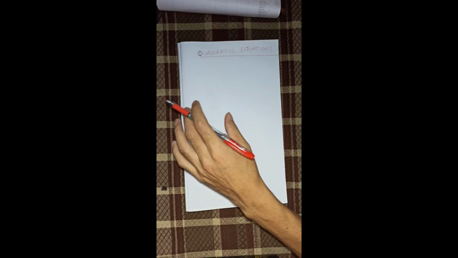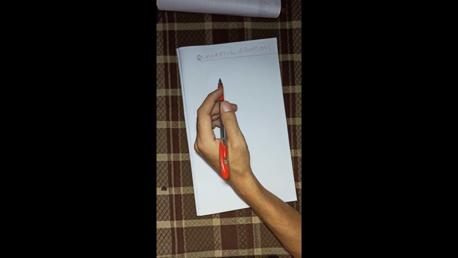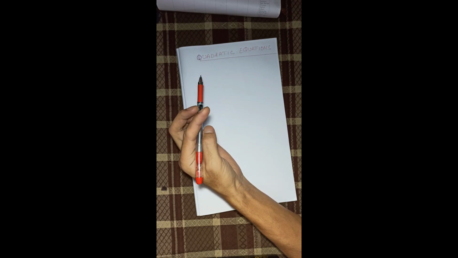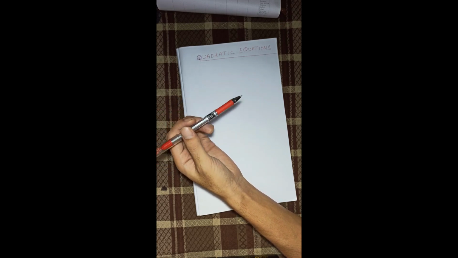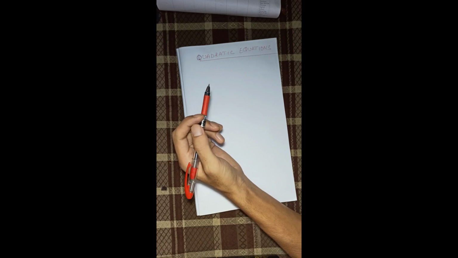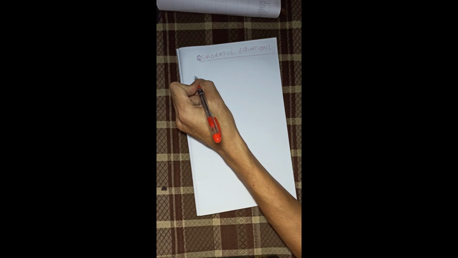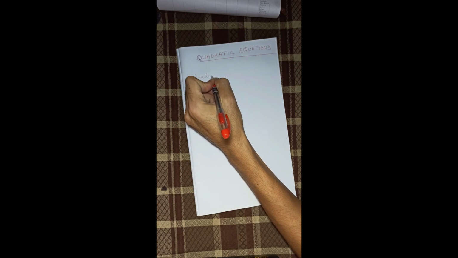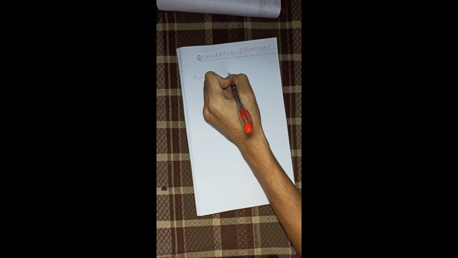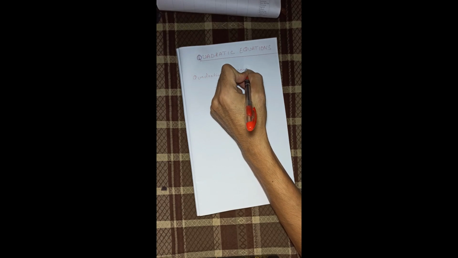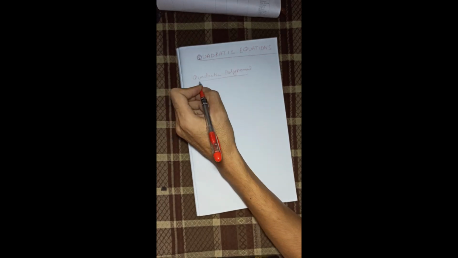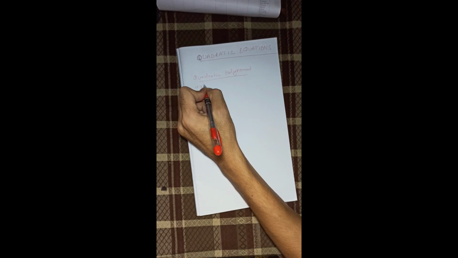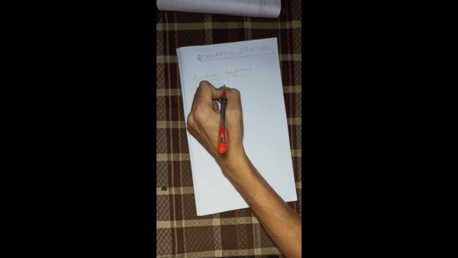Hello students, today we're going to start a new chapter, that is quadratic equation. In the last chapters we learned about polynomials. One type was quadratic polynomials. A quadratic polynomial is of the form ax squared plus bx plus c.